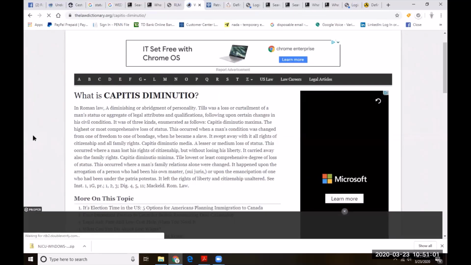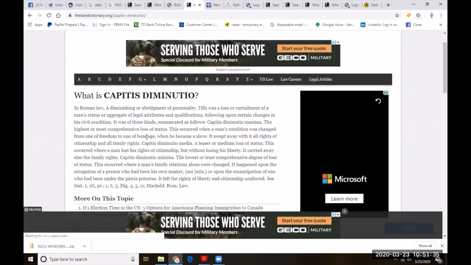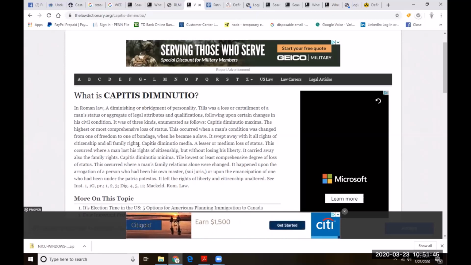We're looking for Capitis Diminutio. What is Capitis Diminutio? In Roman law, a diminution or abridgment of personality. This was a loss or curtailment of a man's status or aggregate of legal attributes and qualifications, following upon certain changes in his civil condition. It was of three kinds, enumerated as follows: capitis diminutio maxima, in other words, all caps, the highest or most comprehensive loss of status. This occurred when a man's condition was changed from one of freedom to one of bondage, when he became a slave. It swept away with it all rights of citizenship and all family rights.